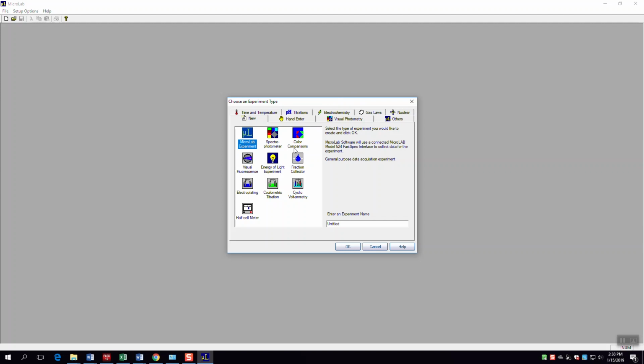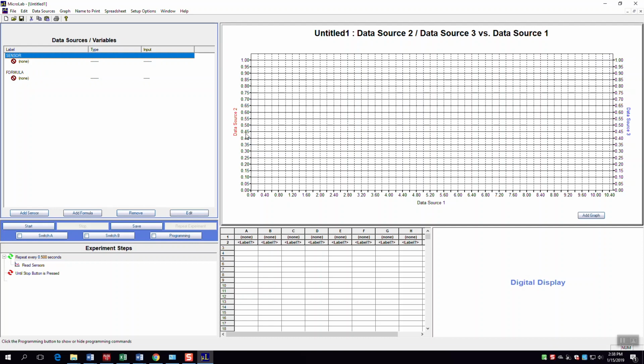So, when you open the MicroLab software, you'll be greeted with this screen. Later on in the semester, we'll use some other functions here, but for now, we're going to click on this one right here that says MicroLab Experiment, and we're just going to double click it. Double clicking that will open up the default MicroLab screen.